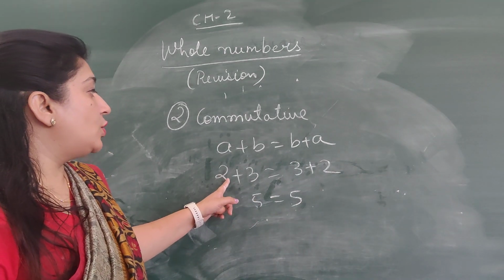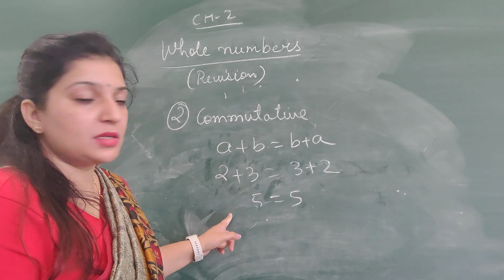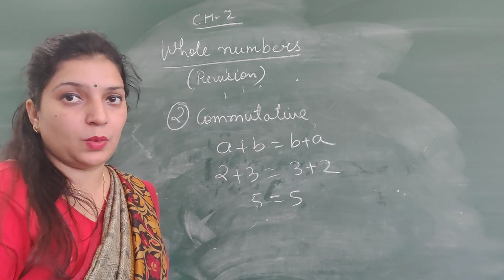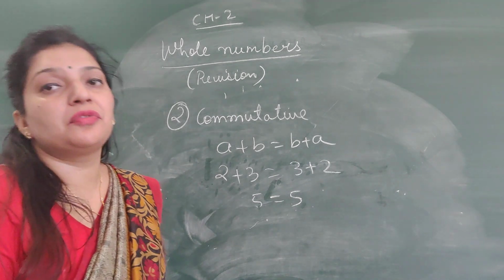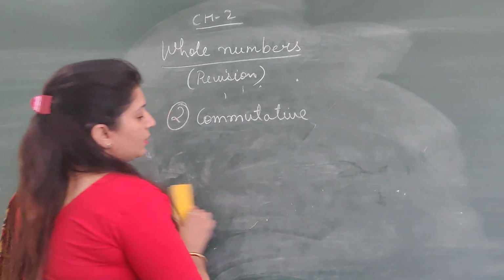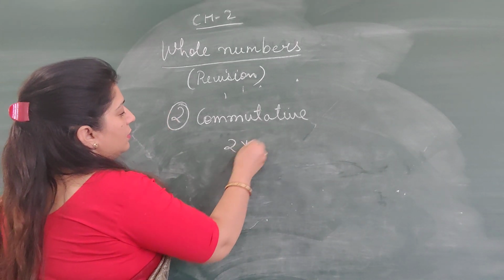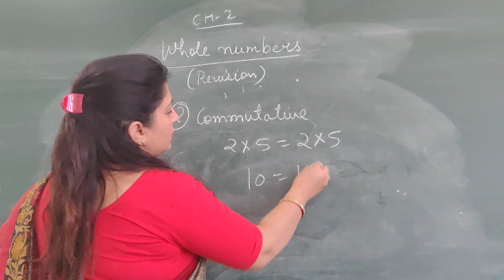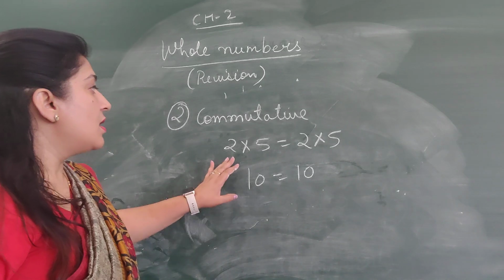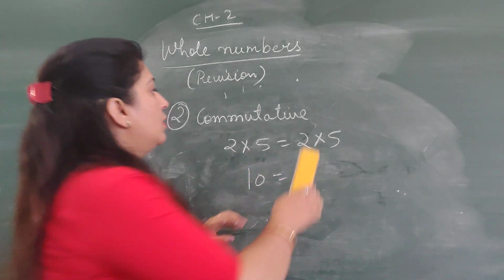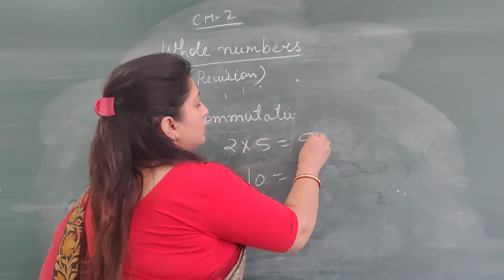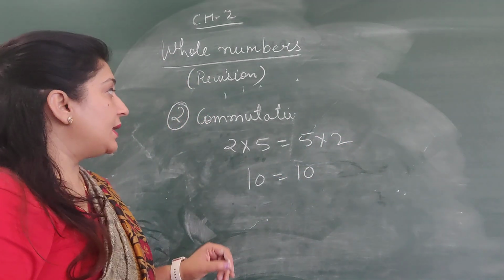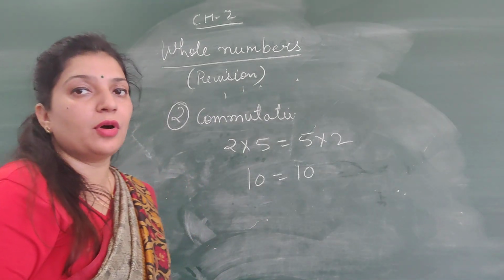Because 2 minus 3 will give you minus 1, whereas 3 minus 2 will give you plus 1. So they both are not equal. Commutative property holds true for multiplication as well. So as you can see here, 2 into 5 or 5 into 2, we have changed the order but still the product is the same. That means commutative property holds true for multiplication.